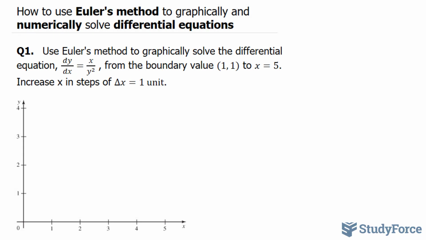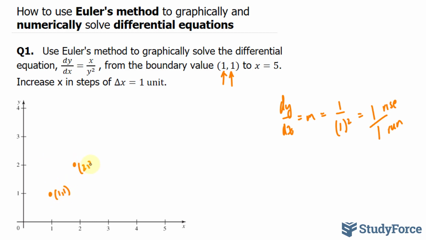The first thing that you have to do to solve this graphically using Euler's method is plot the first point, (1, 1). So I'll plot it right here. And next what I'll do is substitute these two coordinates into my differential equation, where I have dy over dx, which represents my slope, is equal to 1 over 1 to the power of 2. That is equal to 1. So I'll take this as my slope, where 1 is the same thing as 1 over 1, which is rise over run, and plot a point at (2, 2). Because if I rise 1 over 1, that's (2, 2). So I have a point at (1, 1) and (2, 2).